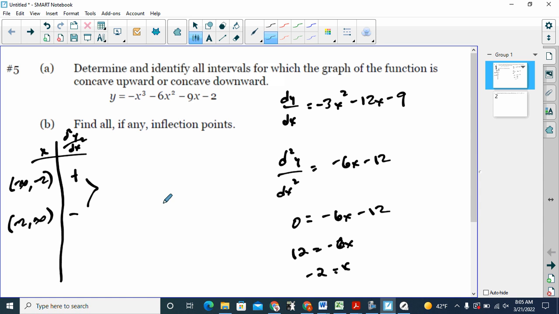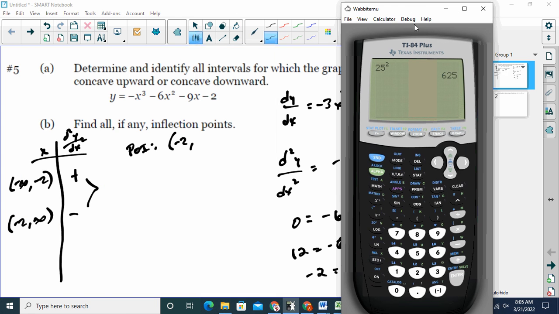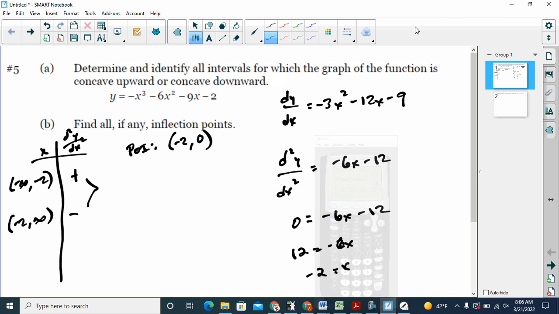So we do have a sign change at x equals negative 2, which means I do have an inflection point when x is negative 2. To get the y value of that inflection point, we are going to plug negative 2 into the original function for x. So our y value is 0. So we have a point of inflection at negative 2, 0. That is our answer to part B.